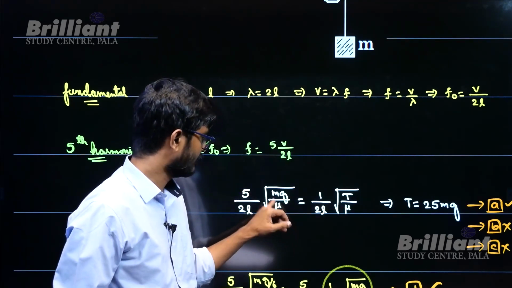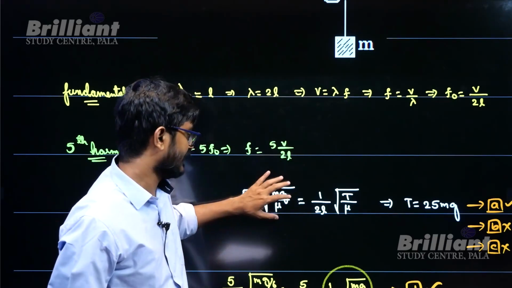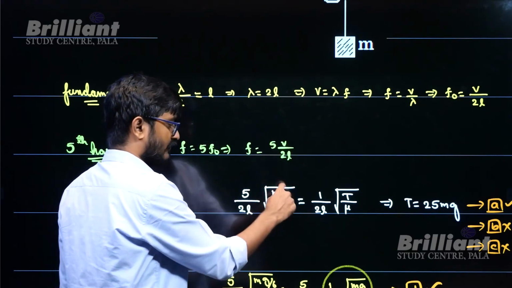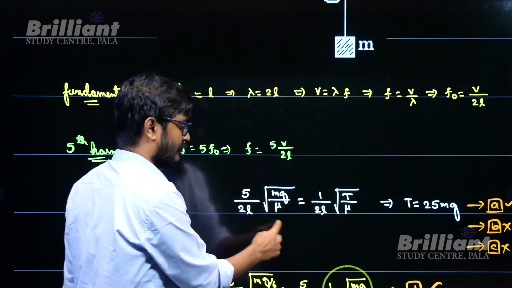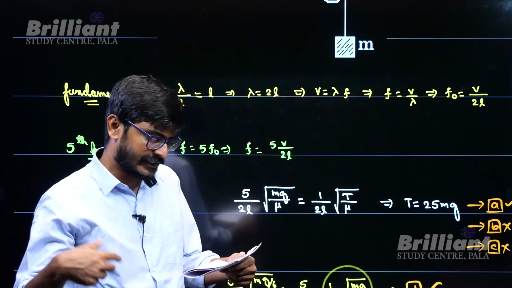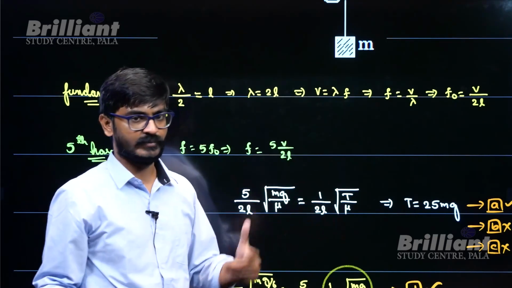Now you can see this will become root of mu by 25. So the same thing I can write as 1 by 2L into root of mg by mu by 25. So it has to become mu by 25, which means a thinner string. We can't use the thick string. We need to use a thinner string where the mu value is mu by 25.